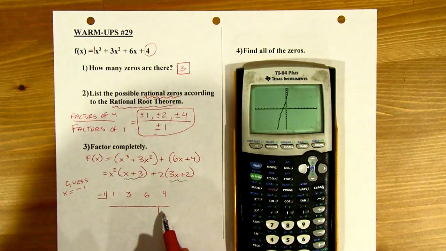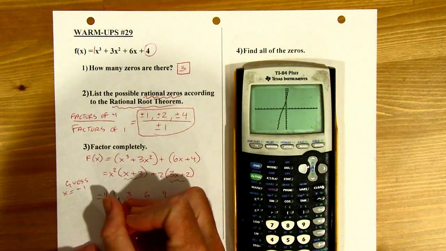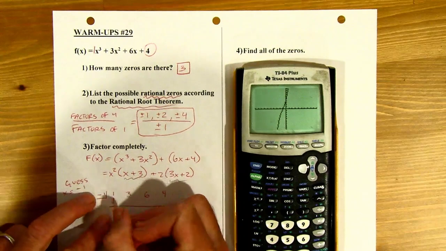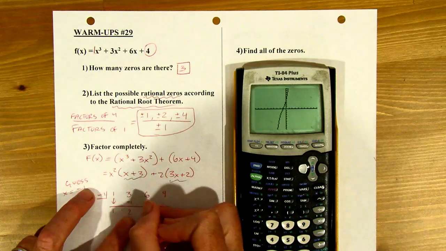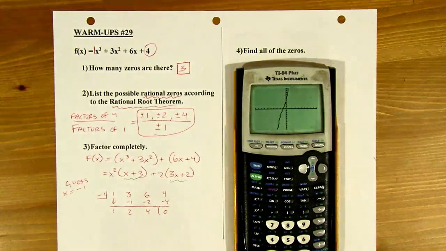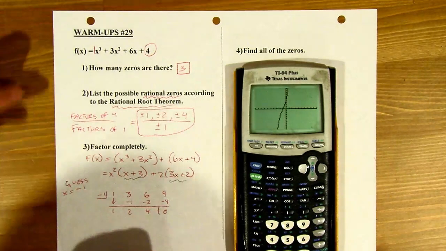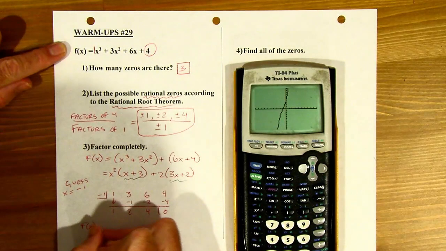If it is, I'll get a 0 remainder. It'll mean that my factor will go in evenly. So let's pull down that 1, then I'm multiplying by -1, adding here, then multiplying, adding, multiplying, and sure enough, that one did work.